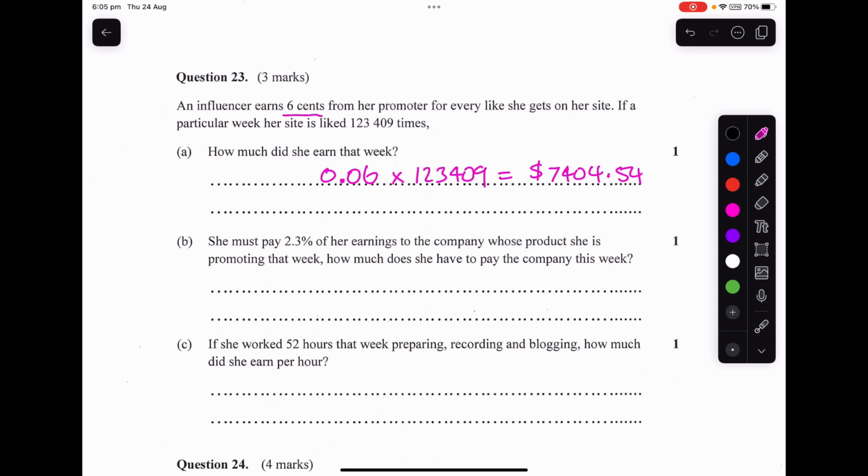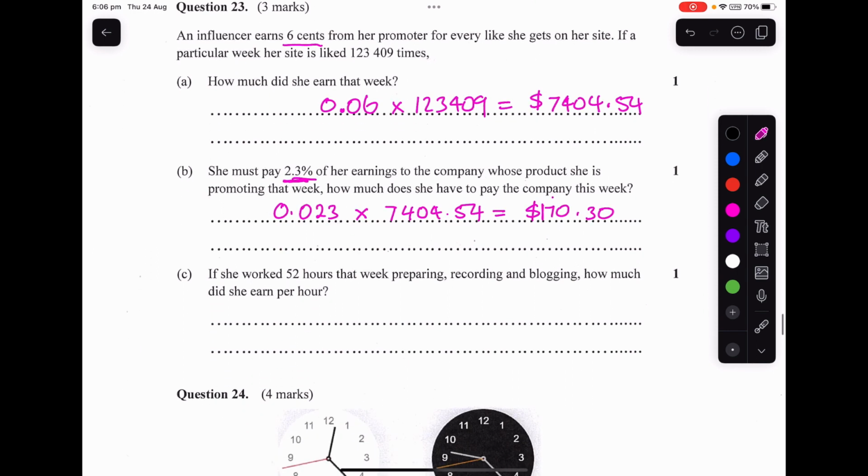So for that week, she would get $7,404.54. She must pay 2.3% of her earnings to the company whose product she is promoting that week. How much does she have to pay the company? All right, so if we're paying 2.3%, we will go 0.023 multiplied by the amount, $7,404.54. So when we multiply that, she will need to pay $170.30 to the company.